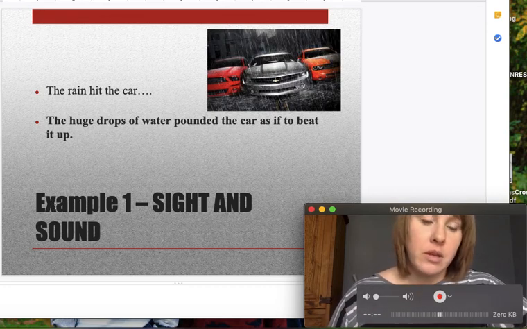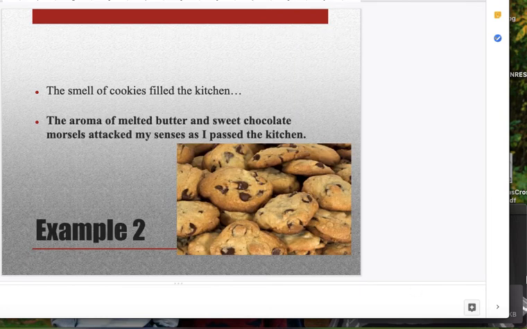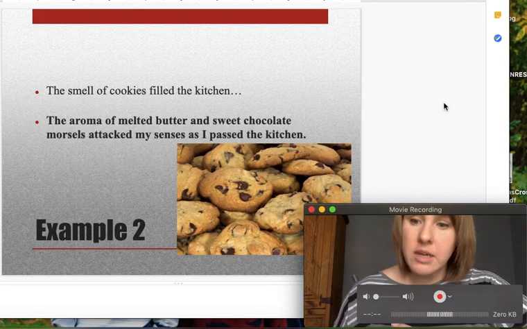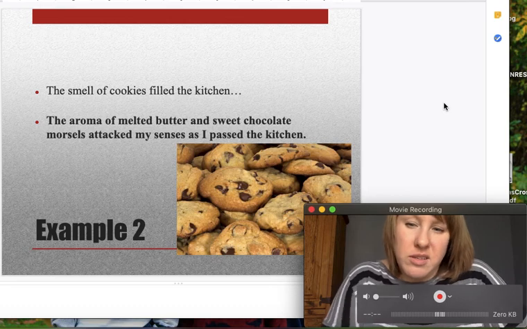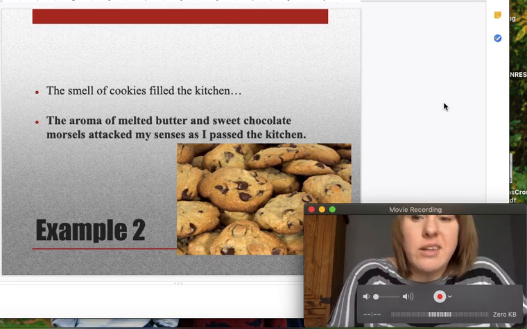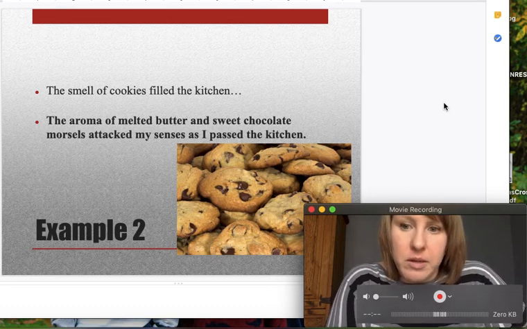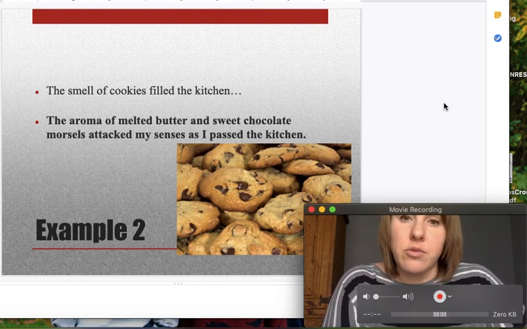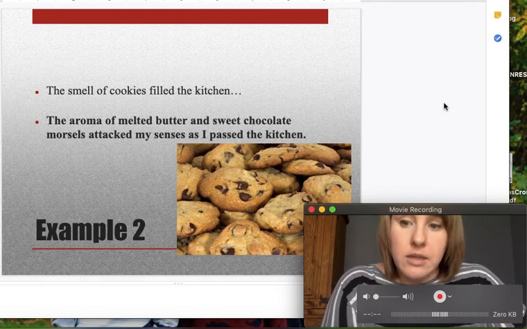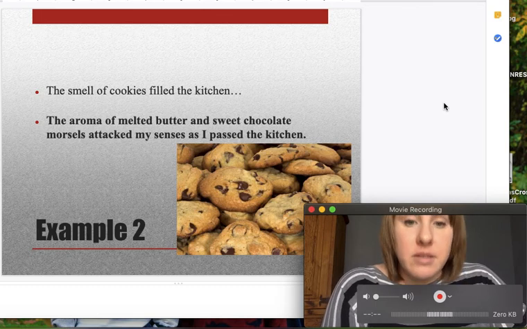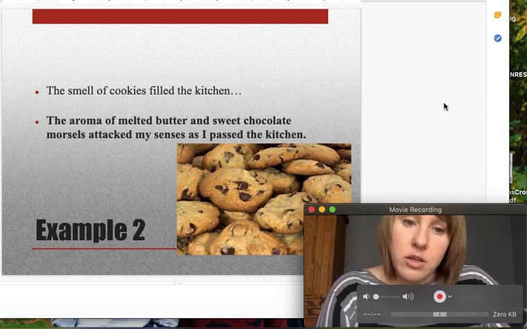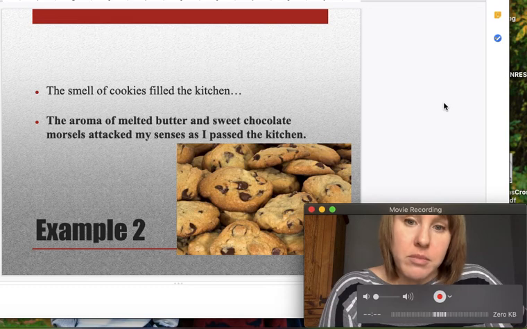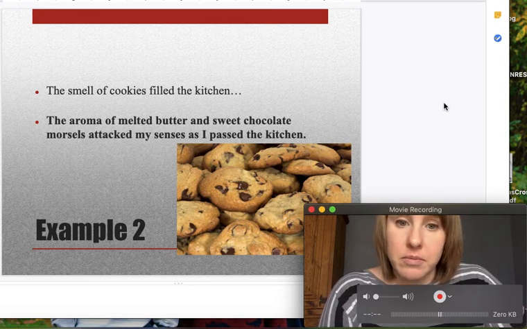Okay? Here's another example. Everybody loves chocolate chip cookies. And you know what chocolate chip cookies smell like. So when you say the smell of cookies filled the kitchen, you probably can figure out what it smells like. Doesn't make me hungry though. What I want to do is to really pull in those senses so that my reader wants to have the chocolate chip cookies. So instead of saying the smell of cookies filled the kitchen, you would say the aroma of melted butter and sweet chocolate morsels attacked my senses as I passed the kitchen.